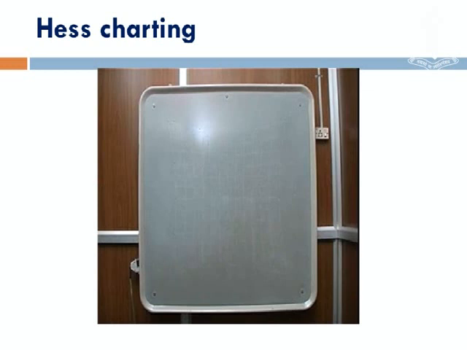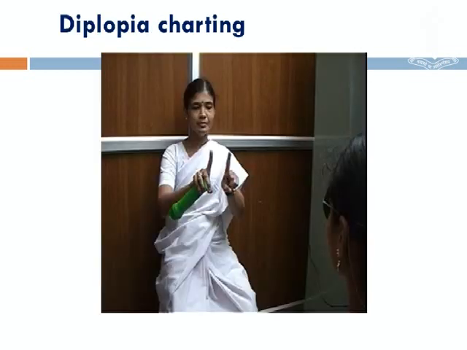One use of this Hess chart is when you follow up these patients, you know whether the patient is improving, what is the amount of deviation. All this could be taken out from the Hess charting. The next is also diplopia charting.